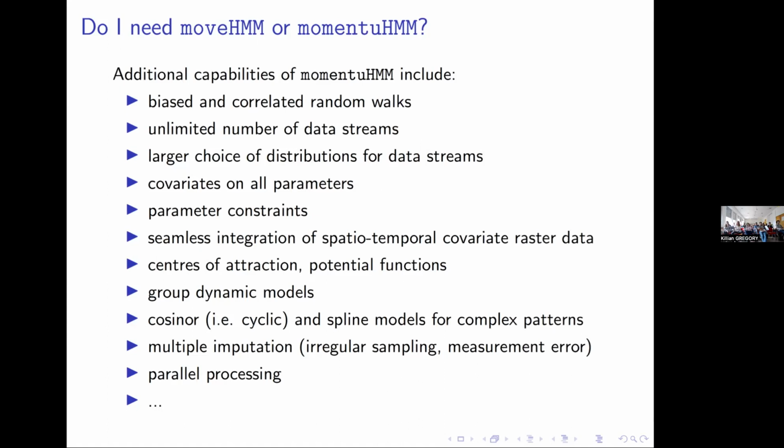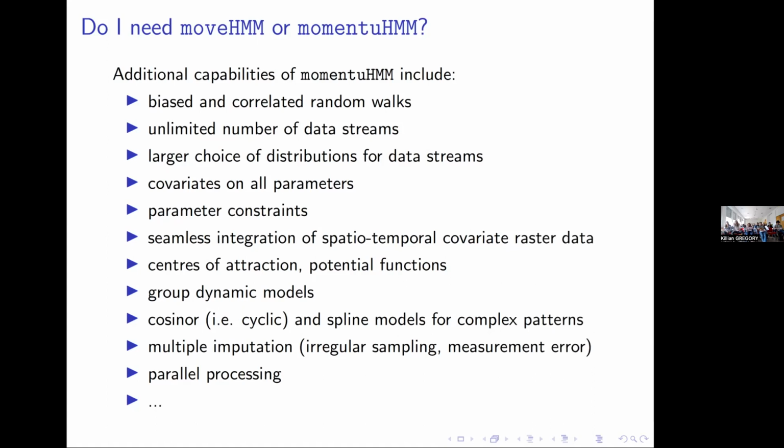It also has a much larger choice of distributions for your data. We've got pretty much every one we can think of in there, but we also could add any if you have any requests. It's pretty easy to do that. A big difference is you can have covariates on all of the parameters. So not just your state transitions, you can have covariates on, say, your step length distribution parameters. The distance you travel could be related to, say, temperature, like if you don't like to travel too fast when it's hot. Things like that can be incorporated into momentuHMM.